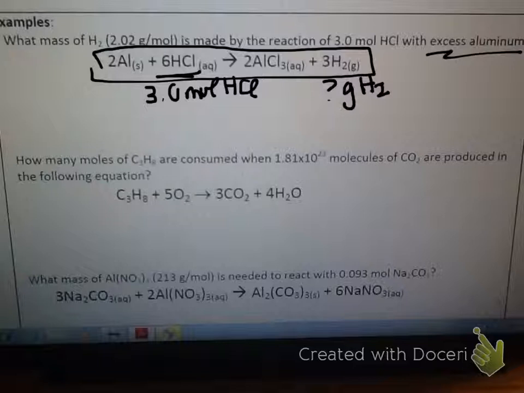And we'll talk about what that's called later. But basically, if you see excess of any reagent there, that means you're not going to have to worry about it. You've got a lot. You can make as much as you want, but this is the reagent you need to worry about. How much can I actually make?